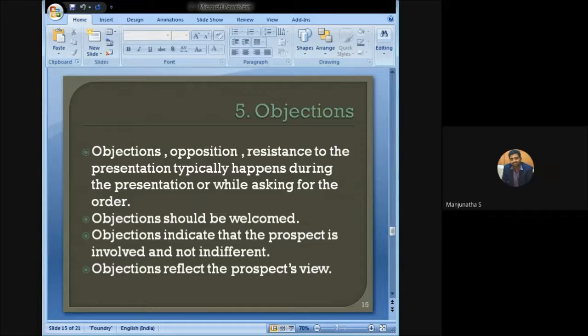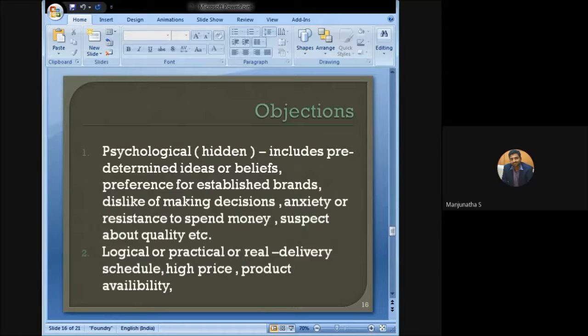Then moving to the next one, in continuation of objections, psychological objections, that is, hidden objections. It includes predetermined ideas or beliefs, preference for established brands, dislike of making decisions, anxiety or resistance to spending money, then suspicion about the quality, etc. All this will be there in the psychological objections.